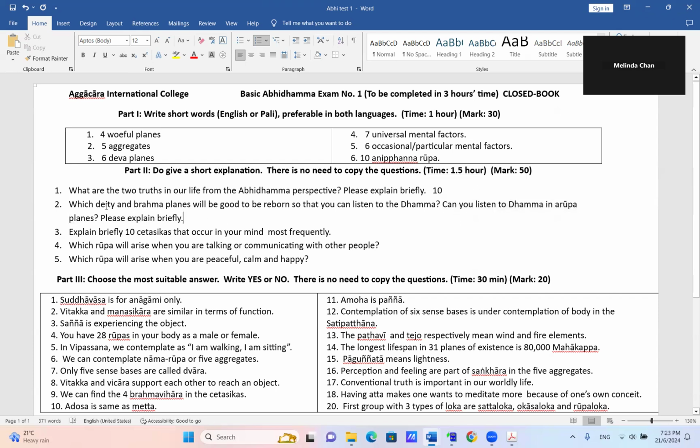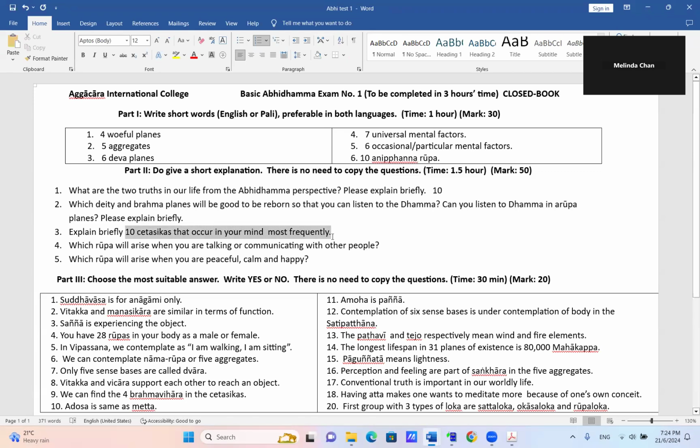Okay. So you need to answer in 3 ways: deities, Brahma also, and also Arupa. So this question is 10 marks, but actually divided into 3 parts. So it's actually 3 parts. So if you miss one part, I will just need to minus some marks.